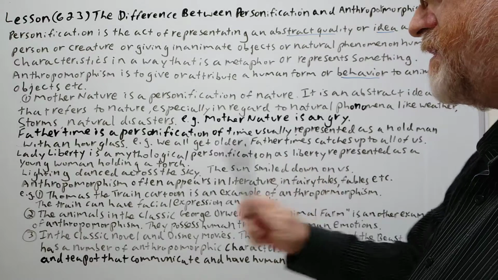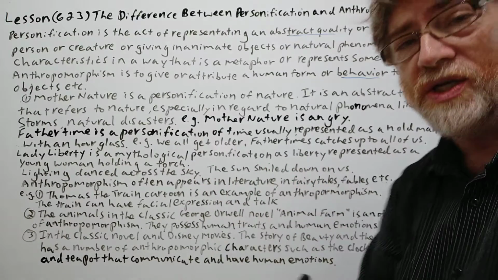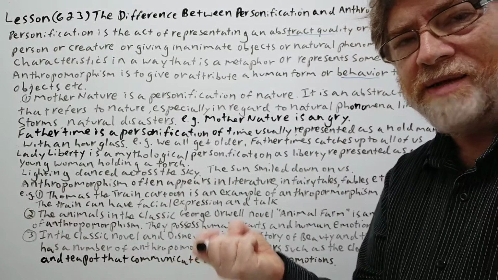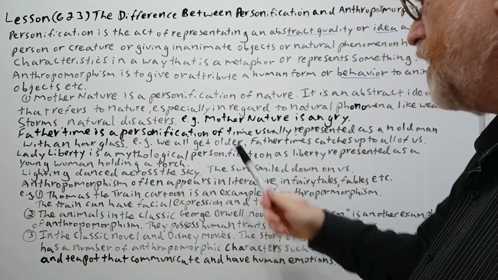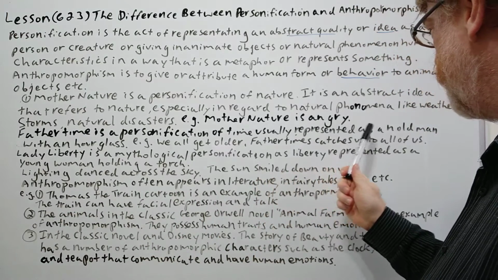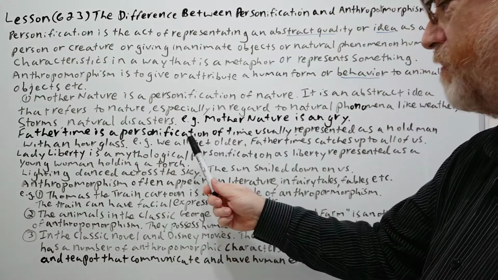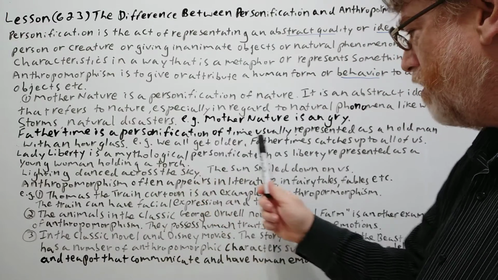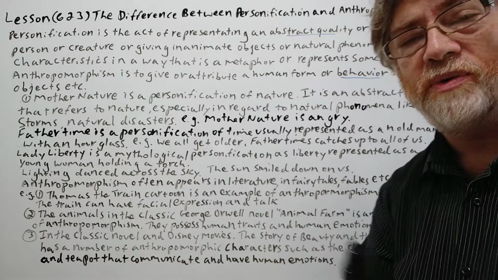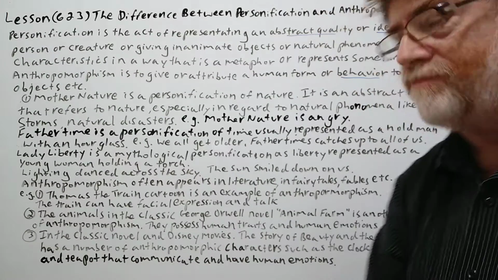Okay, next example. Father Time is a personification of time. Again, this is something abstract. You can't hold it. It's usually represented as an old man with an hourglass. And here's our example. We all get older. Father Time catches up to us all. That's just the way we would use it.